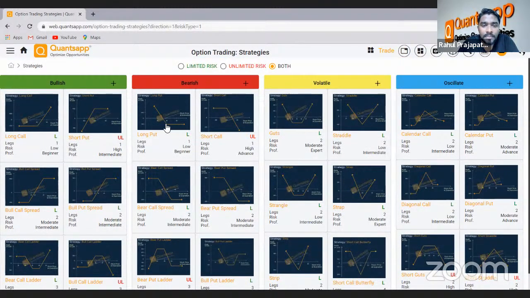Then talking about the bearish view, again we have long put, short call, bear call spread, bear put spread. So basically these are the strategies we need to make when the market seems to be bearish.